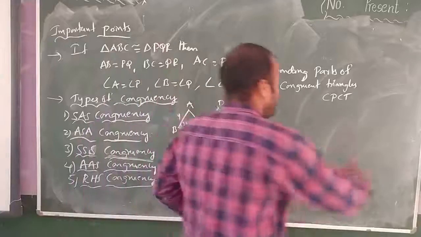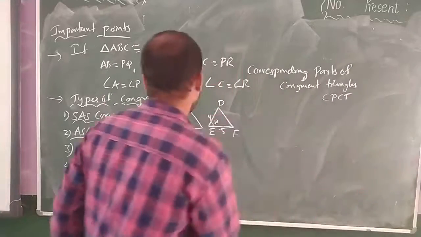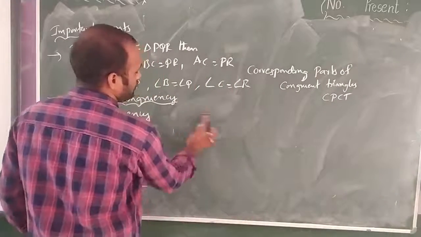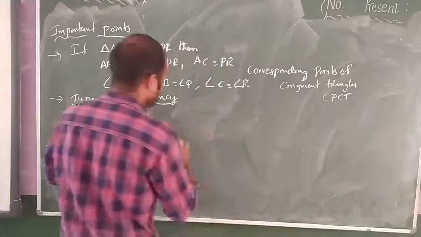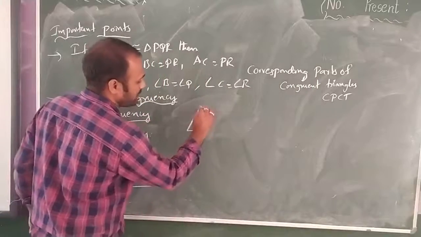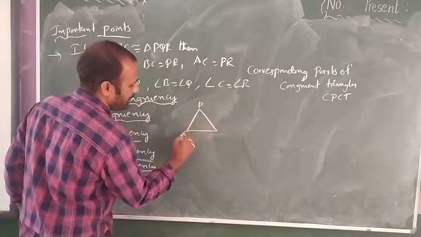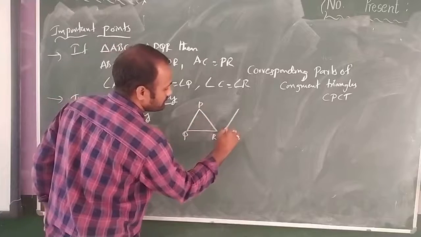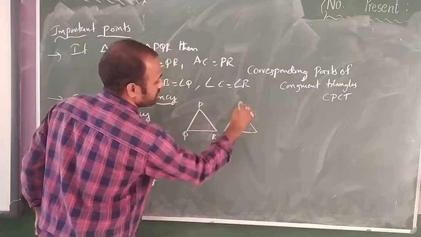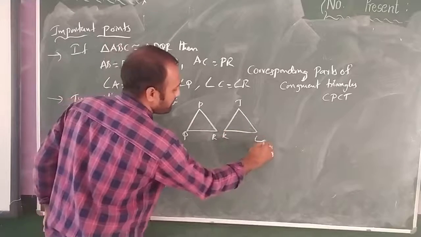Next, the ASA congruency rule. So for the ASA congruency rule, let us take two figures, two triangles: triangle PQR, triangle JKL.